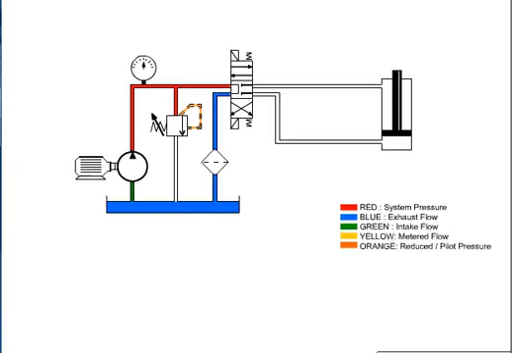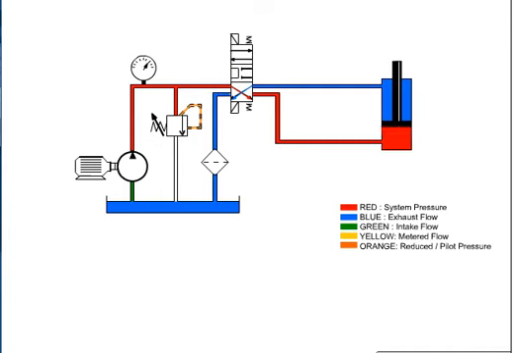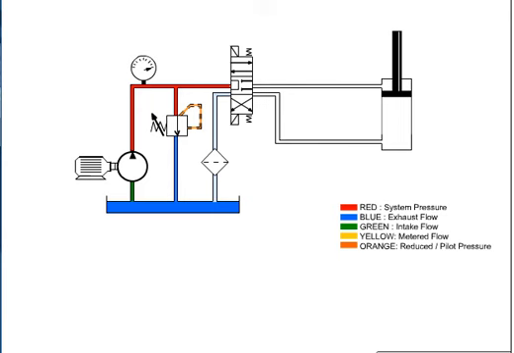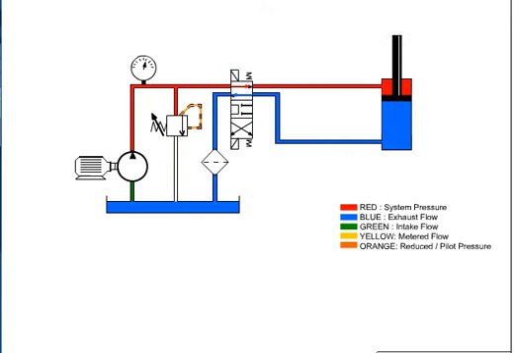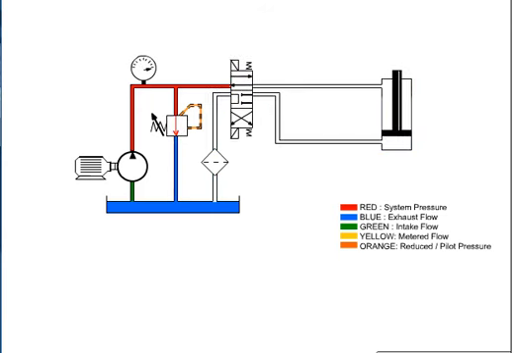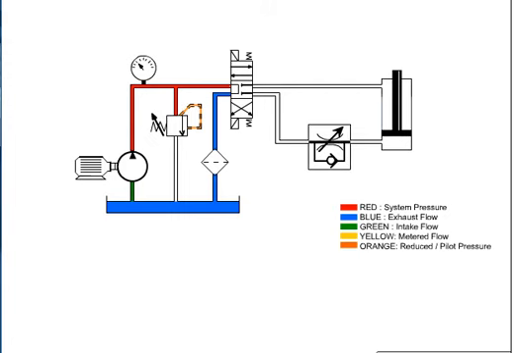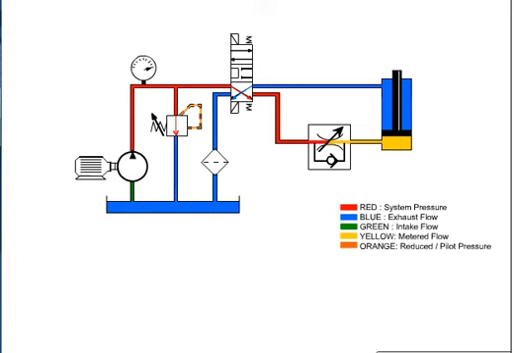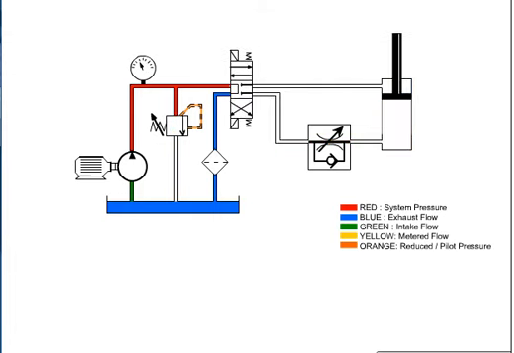Meter in is the method of placing a flow control valve in such a way that fluid is restricted to the actuator. In this circuit, without a flow control valve, the cylinder extends and retracts at an unrestricted rate. When we place a flow control valve into the circuit, this flow control valve will restrict flow to the cylinder, slowing the extend rate of the cylinder. The check valve allows return flow to bypass the flow control when direction of flow is reversed.